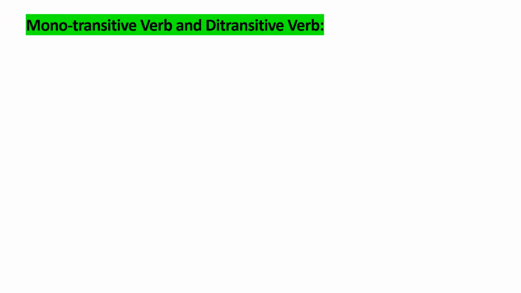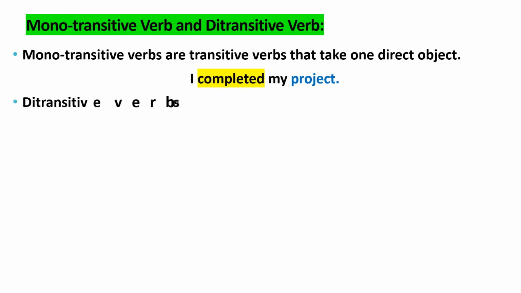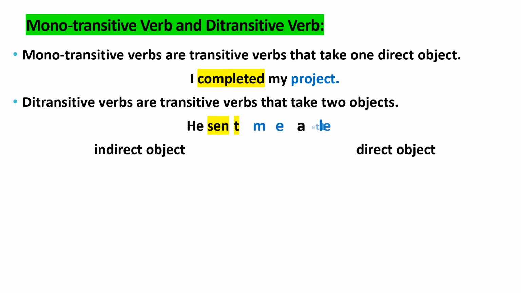Monotransitive verb and ditransitive verb. Monotransitive verbs are transitive verbs that take only one direct object. For example, I completed my project. Ditransitive verbs are transitive verbs that take two objects, indirect object and direct object. For example, he sent me a letter.